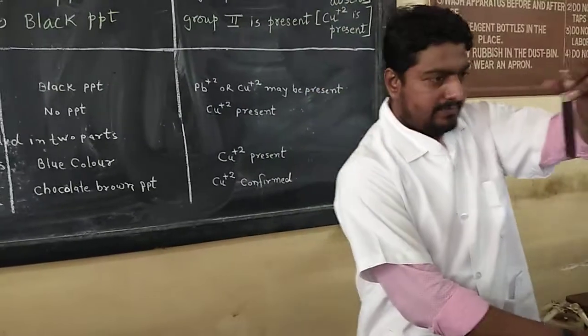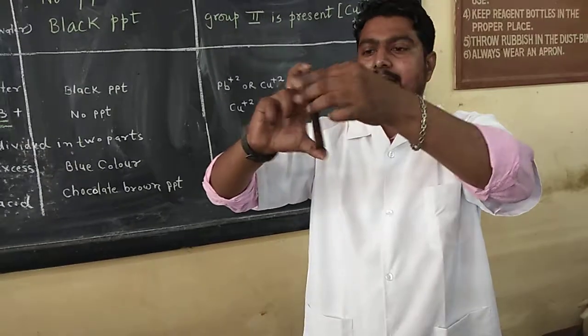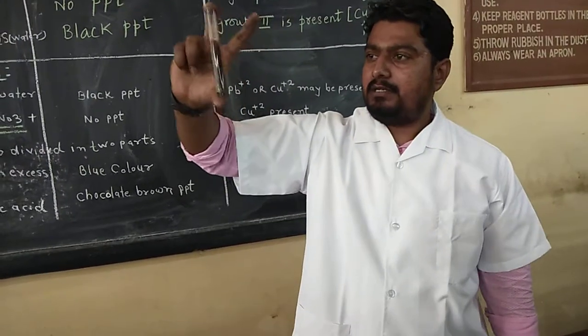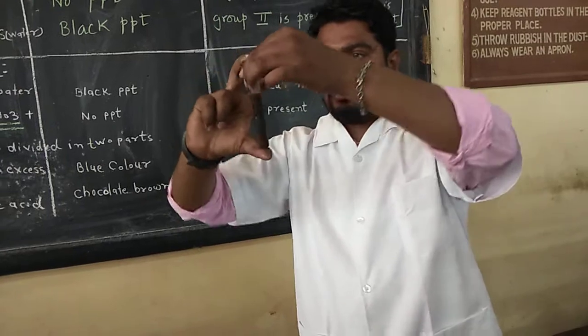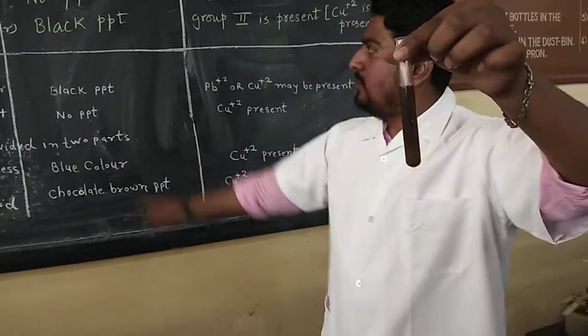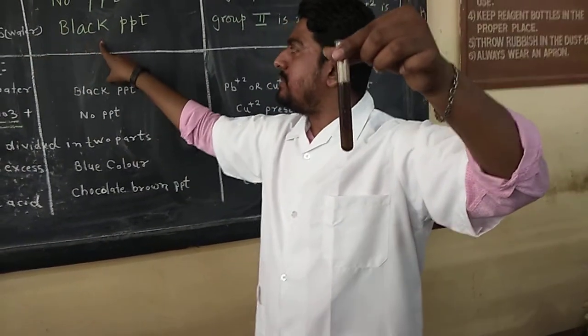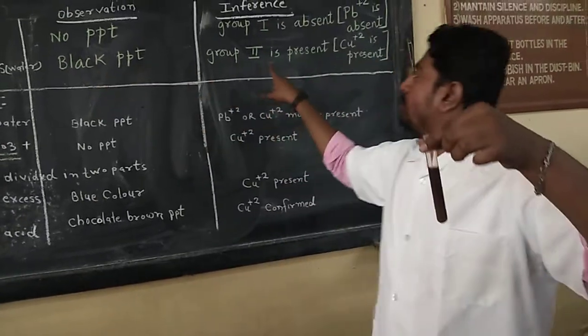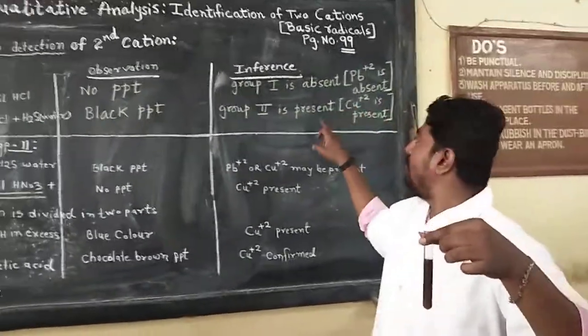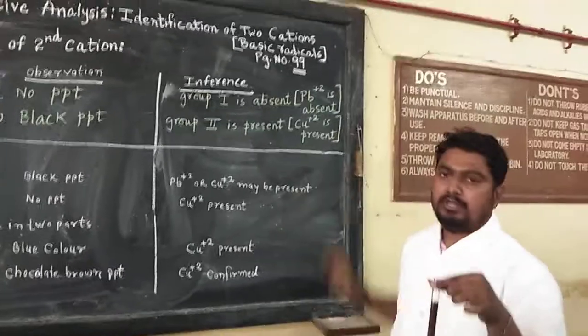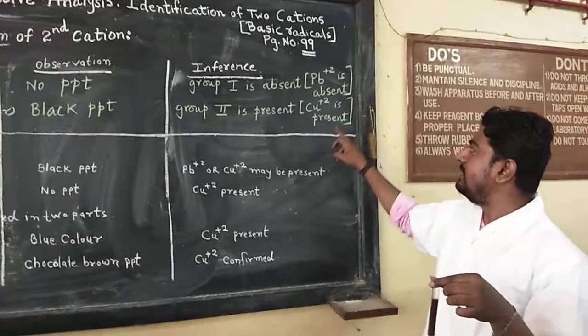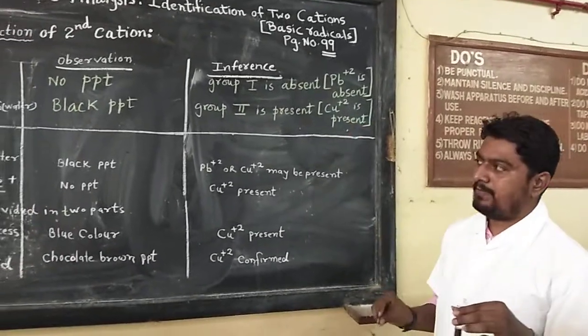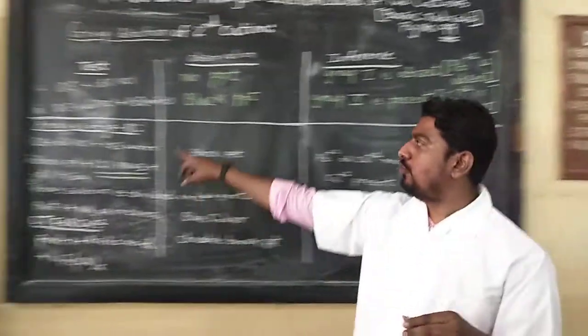See, as much as you add this H2S water, you will get black PPT. So here I have got black PPT. When you get the observation as a black PPT, your group 2 is what? Present. And group 2 contains what? Cu plus 2 ion, Cu plus 2 radical. So Cu plus 2 is present. So now we have to analyze group 2.